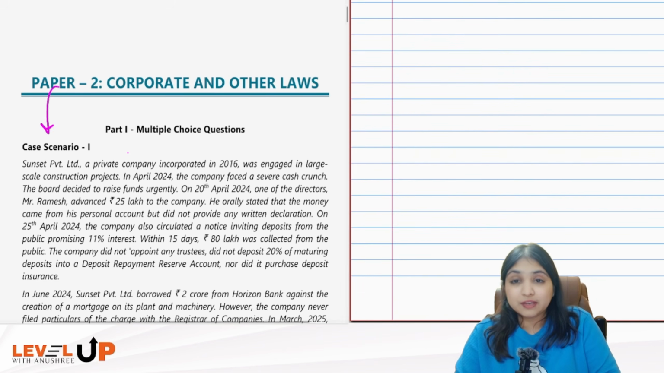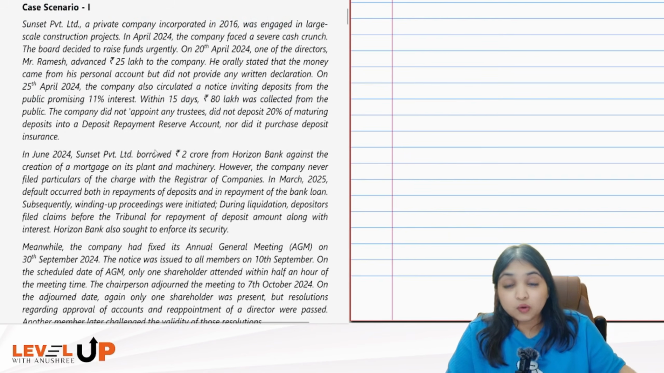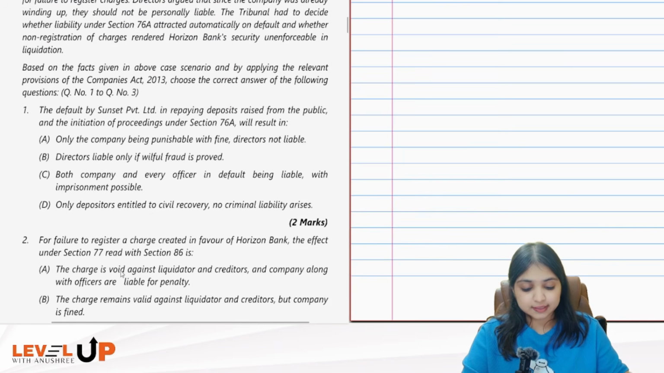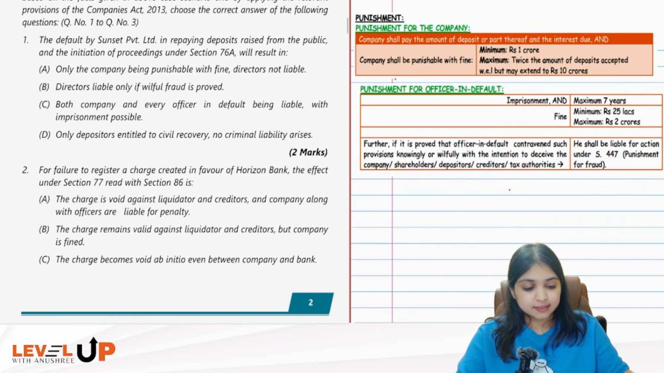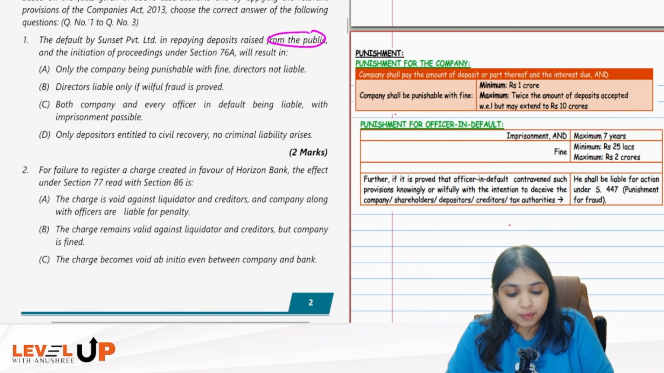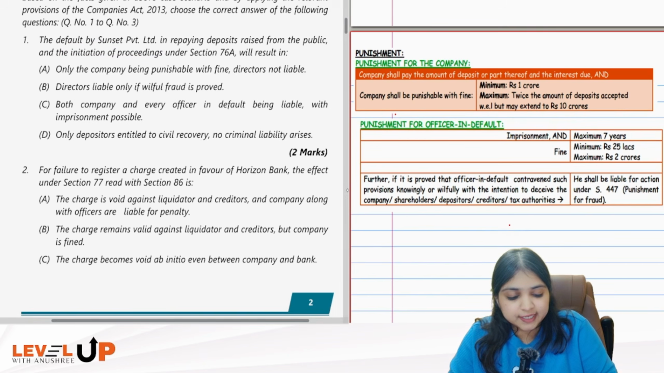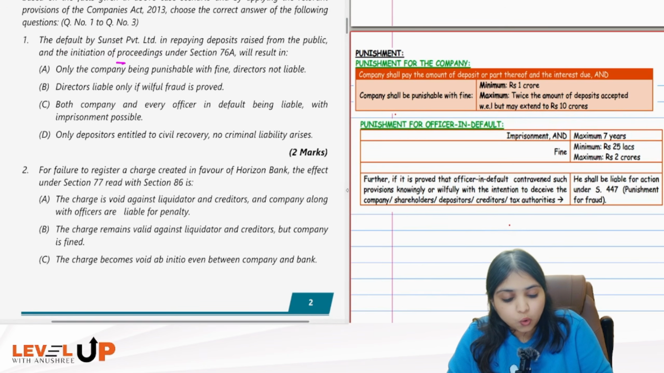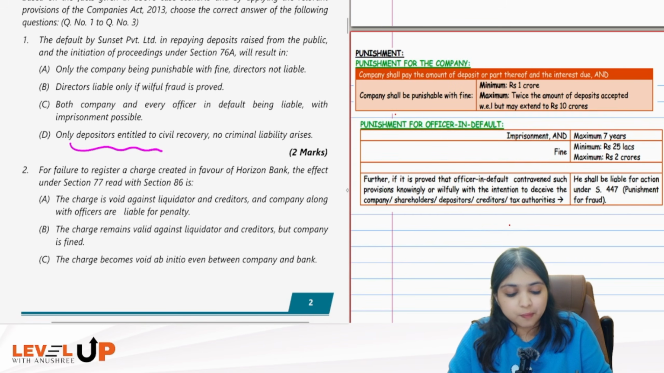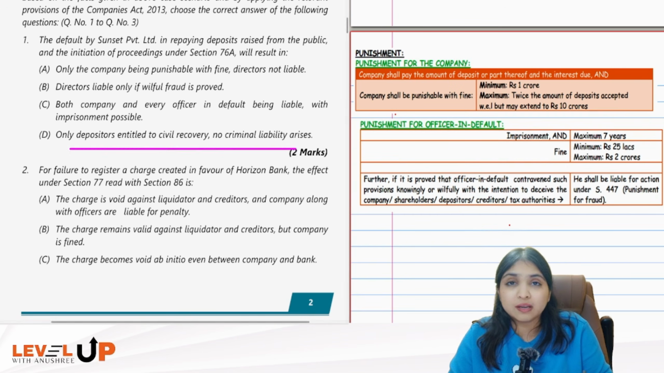Okay, look at this very first case scenario over here. The question, we don't even have to read the story over here. We can straight away come to the questions. Look at the questions. The first question says, default by Sunset Private Limited in repaying deposits raised from the public and the initiation of proceedings under 76A will result in only the company being punishable with fine, directors not liable. Directors liable only if willful fraud is proved. Both company and every officer in default being liable with imprisonment possible. Only depositors entitled to civil recovery, no criminal liability.